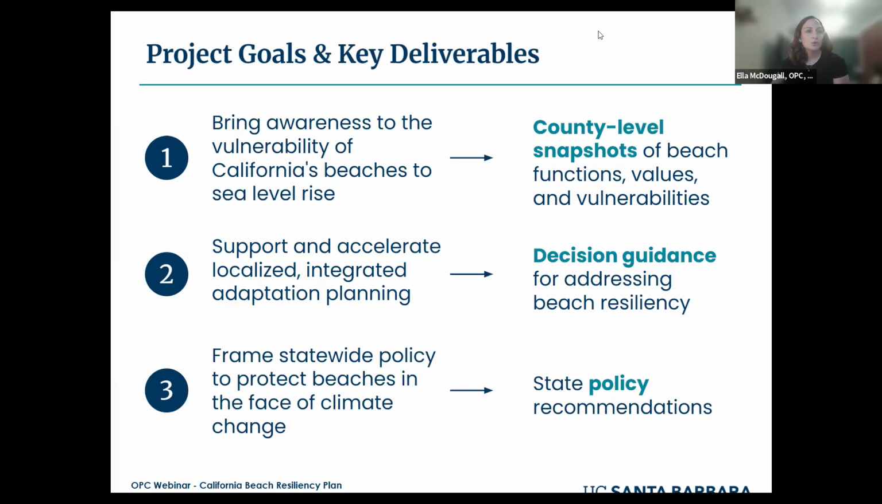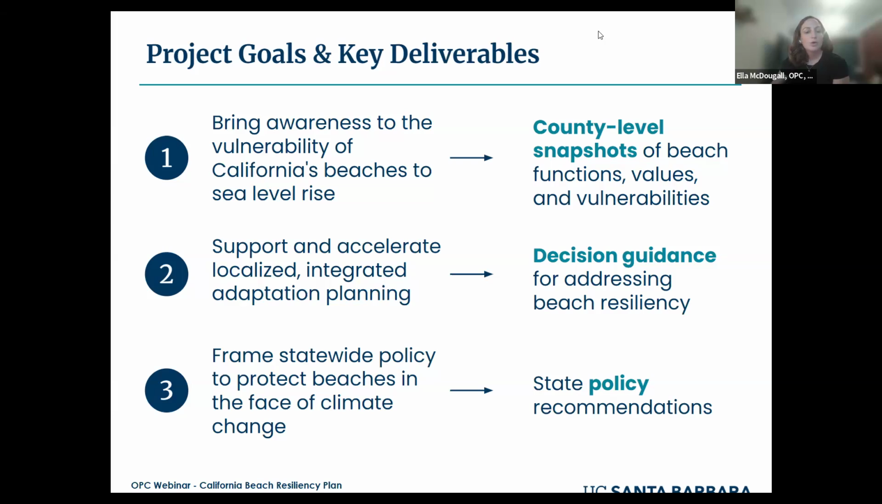To support goal two, the project will develop decision guidance for addressing beach resiliency. And the goal of that is to help local governments and coastal managers evaluate adaptation options, understand trade-offs, and identify strategies that align with local priorities. And we're really going to dig into this decision guidance today throughout the rest of our presentation.